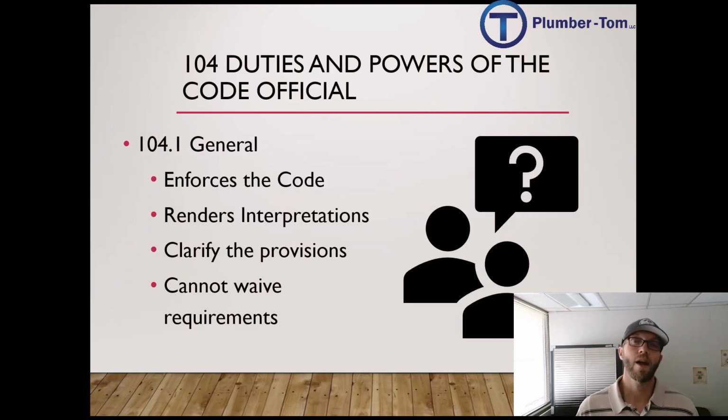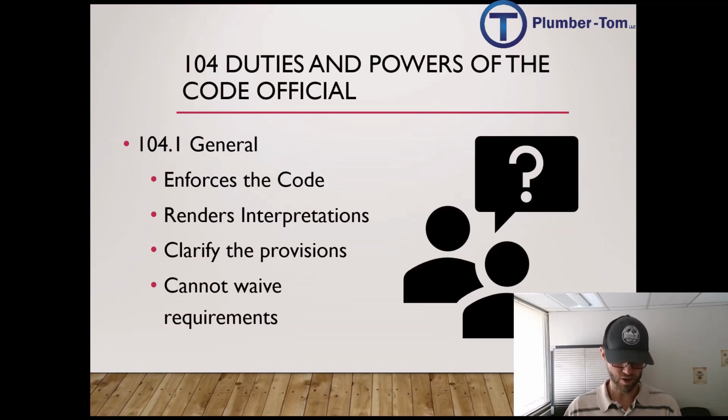Now, as I mentioned before, the further you get from civilization, the less civilized plumbing becomes. Inspectors and code officials are key in maintaining a high standard, a high quality. And this section 104 is what gives them those powers. So this goes over the duties and powers of a code official. 104.1 gives us the general information on this.